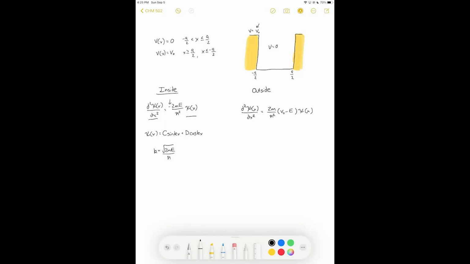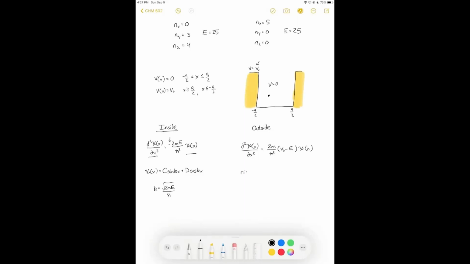Well, if our particle is outside of the box here, then V naught is larger than the energy that it has, right? If we're right here, our total energy is less than V naught. And what that means is that 2m times V naught minus E is a positive number. So now I need a function where I take two derivatives of it and return a positive number. So the trigonometric functions are no longer solutions to this Schrodinger equation outside the box. What works is exponentials. So we'll have two exponentials based on whether we are on the left side of the box or the right side of the box.